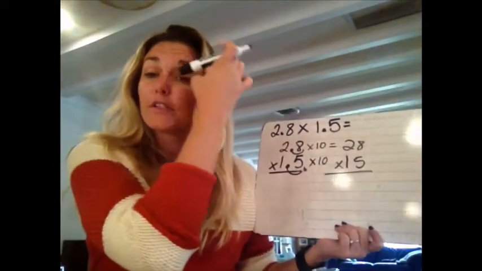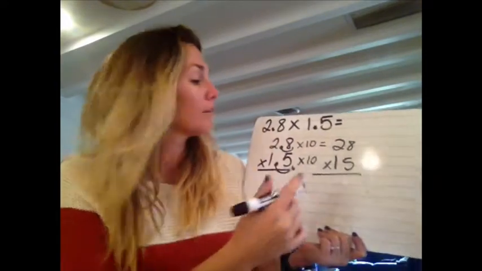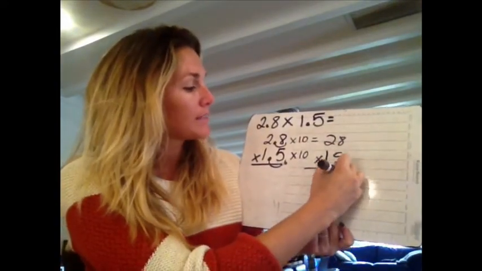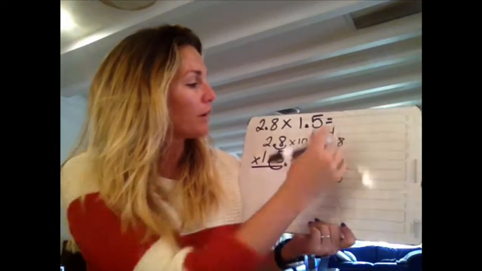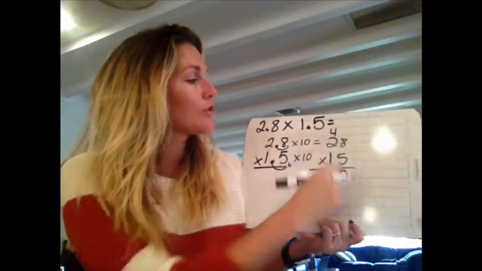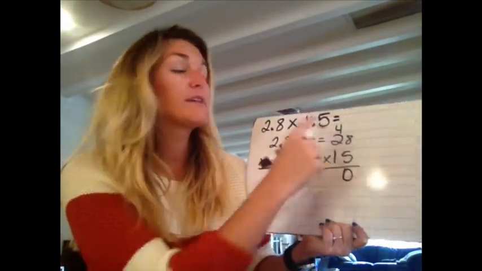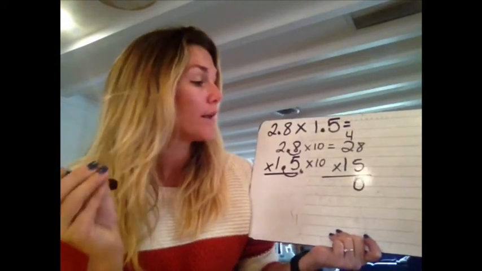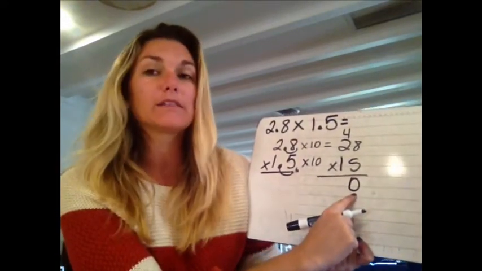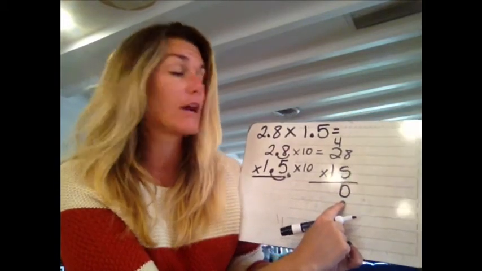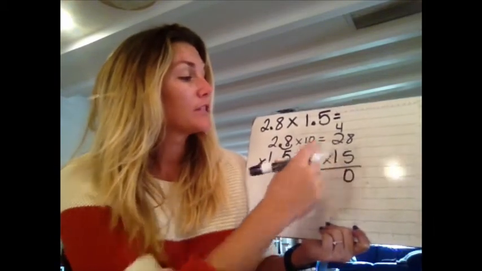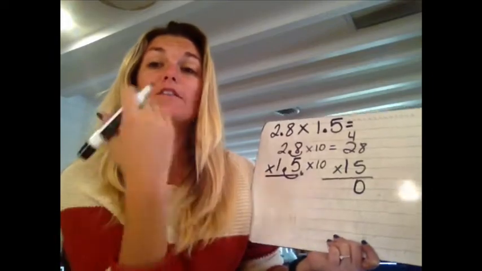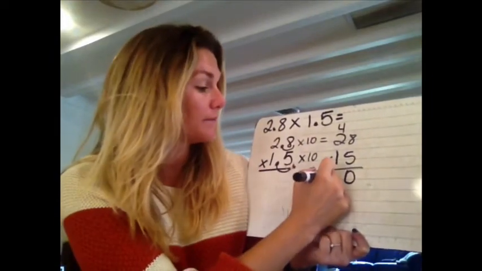5 times 8 I know is 40. When I use standard algorithm, I drop my 0 and I carry my 4. 5 times 2 is the easy way to think of this. It's actually 5 times 20. That allows me to keep that 0 in my ones place though. So 5 times 2 is 10. 10 plus 4 is 14.